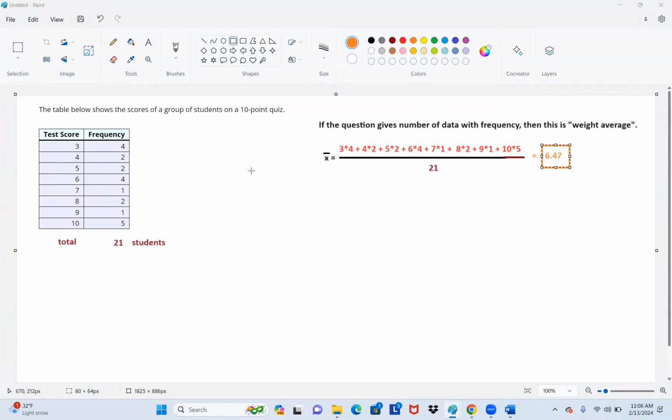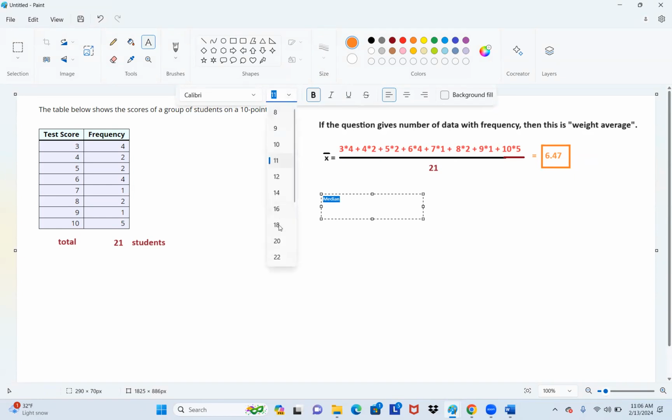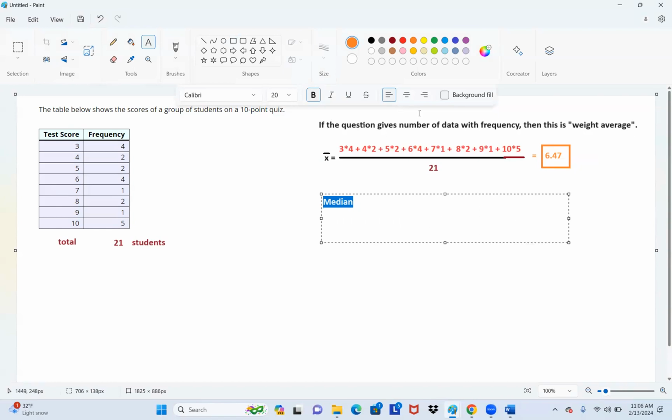No. Okay. So how can we find a median? The median is simply the middle data set point, right? So the median is a middle data set point. Correct?